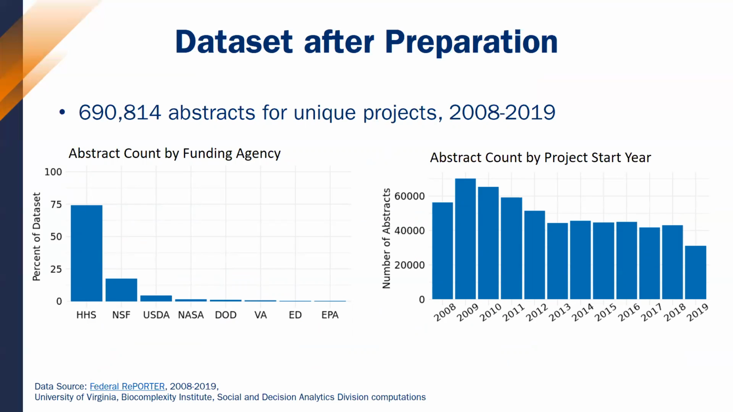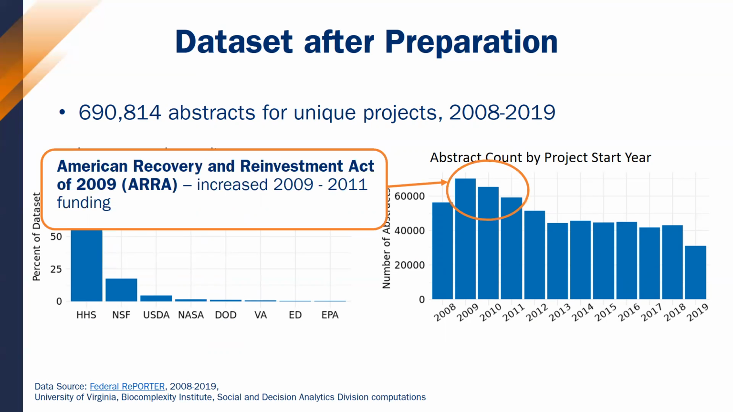If we look at the breakdown of these abstracts by funding agency, we see that HHS, which contains NIH, makes up about 75% of our data set. NSF funds about 20% of the projects in our data set. If we look at the abstract count by project start year, we notice there is an increase from 2009 to 2011, which can likely be attributed to the American Recovery and Reinvestment Act of 2009, or ARRA.